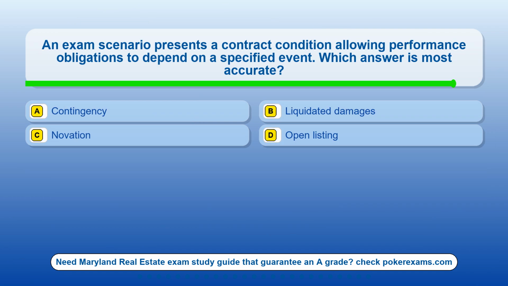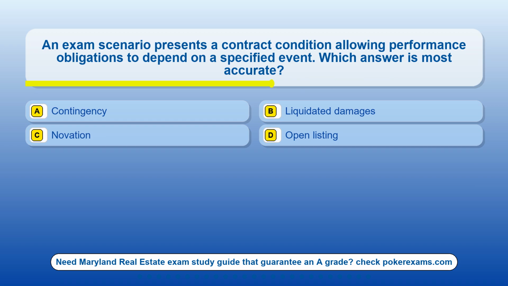Question 2. An exam scenario presents a contract condition allowing performance obligations to depend on a specified event. Which answer is most accurate? Option A, contingency. Option B, liquidated damages. Option C, novation. Option D, open listing.